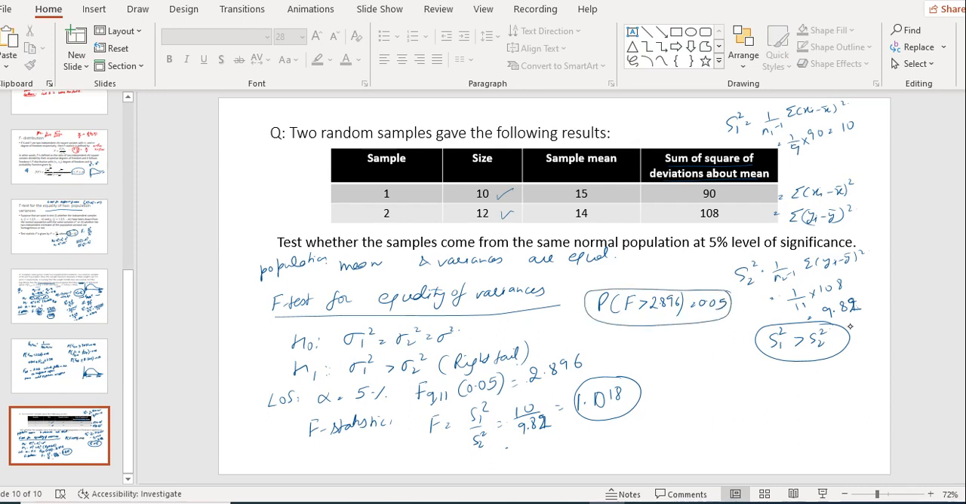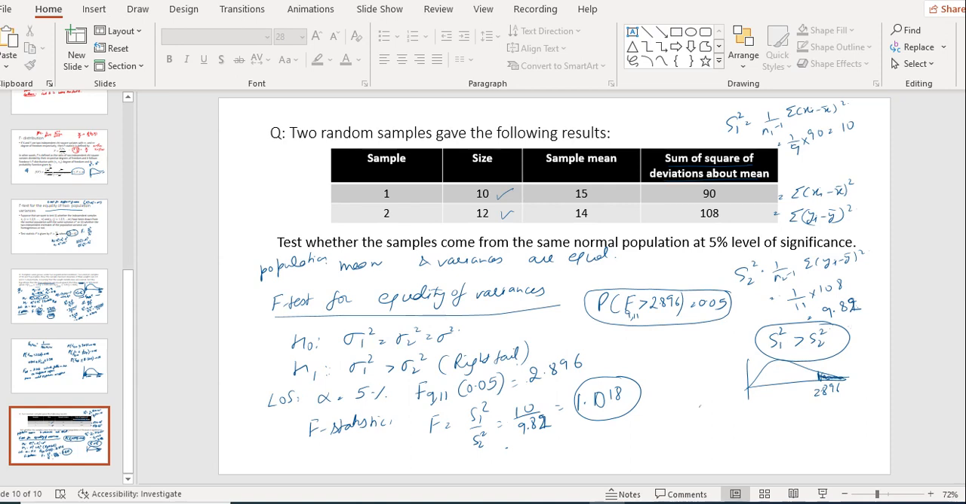In general, we are given the value in this particular format, right? So 9 and 11 degrees of freedom. It means that if the value is greater than this one, because it is a right tail alternative, this is the critical value 2.896. So if the value is greater than this one, only 5% chances are there.